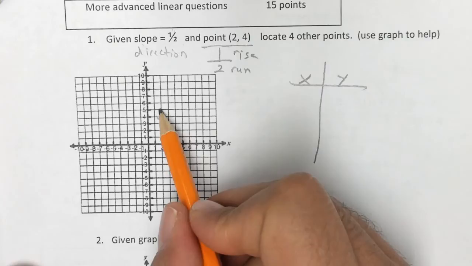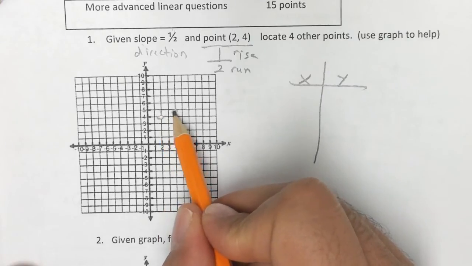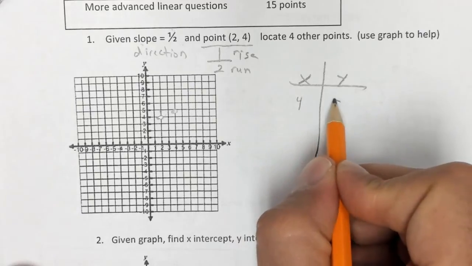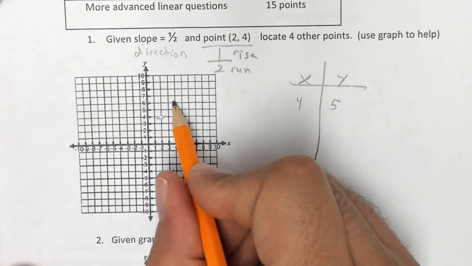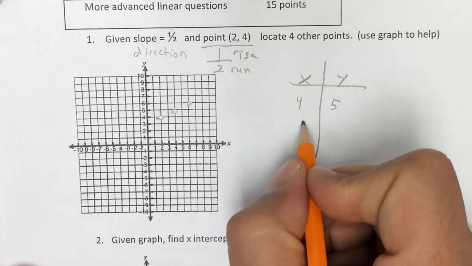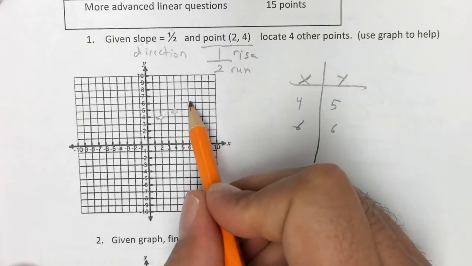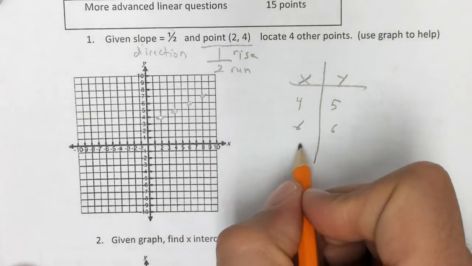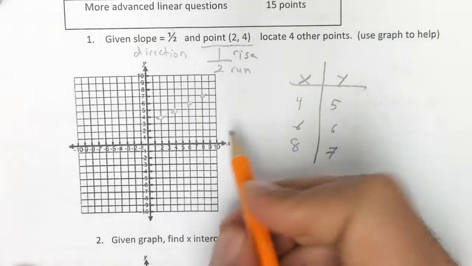So I'm going to rise 1 spot and run 2. There's a point. That's 4, 5. I'm going to rise 1 and run 2. It's another point. That'd be 6, 6. And I can rise up 1 and run 2. That'll be 8, 7.